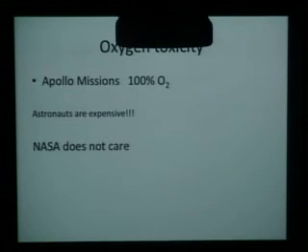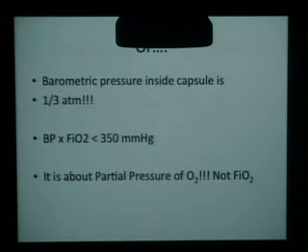How can you afford to send these people in 100% oxygen? So the answer is that the pressure inside the capsule is below atmospheric pressure. It's a third of an atmosphere. Okay? So now you have the scenario that yes, you may have 100% oxygen, but it's a third of an atmosphere. That gives you an inspired FiO2 of partial pressure of 350 millimeters of mercury.